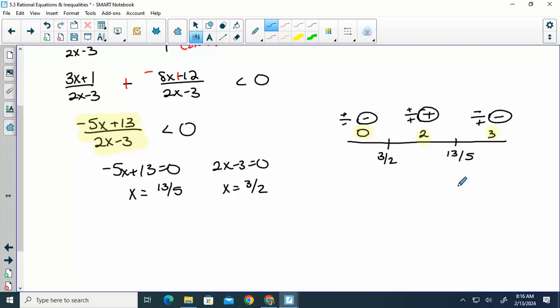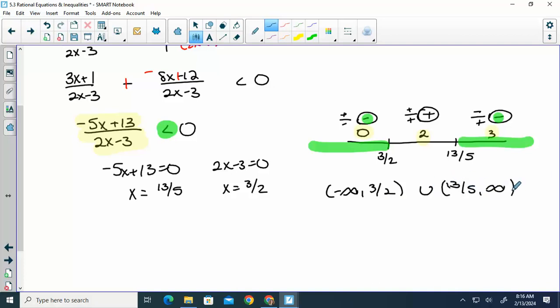Which answers did we want? Negative. Less than means the negatives. So we have 2 separate pieces. Negative infinity to 3 halves, union 13 fifths to positive infinity. Let's do another one together, and then I will have you guys try the problem.